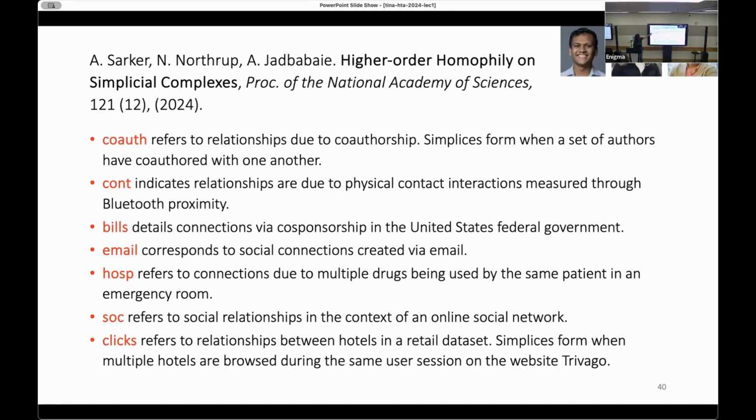So they looked at, again, co-authorship relations. So they were interested in simplicial complexes. They looked at contact networks. They looked at co-sponsorship of bills. They looked at email networks. This is when a person goes in and is using multiple drugs, so hospital network, social relations, and this is like clicks on hotels, etc. So this simplicial complex is multiple hotels are browsed by the same user on this website.